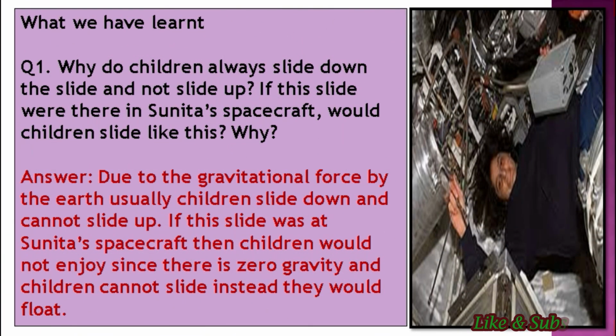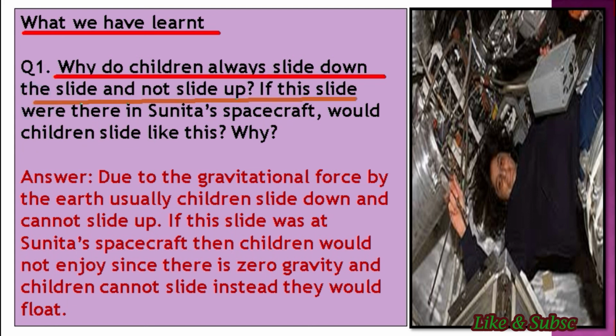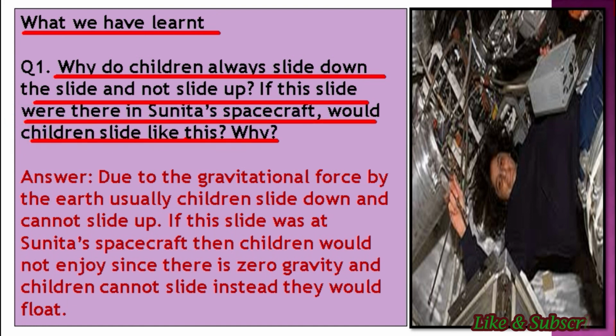Now students, let's discuss what we have learned in this chapter. Question number 1 is, why do children always slide down the slide and not slide up? If this slide were there in Sunita's spacecraft, would children slide like this? Why? Students, here in this question you have to answer why children always slide down the slide and in fact do not slide up.